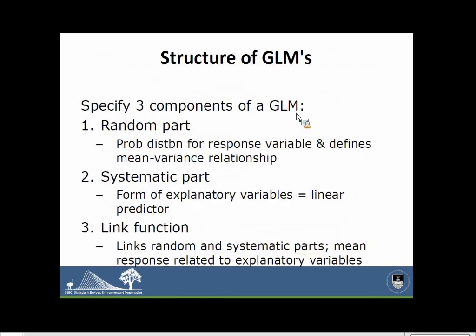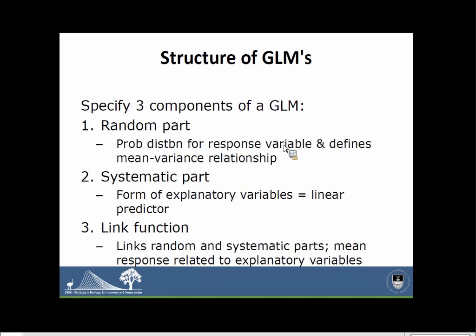Alright, so when you specify your GLM, you have to specify 3 general components. Your random part, which is your probability distribution for your response variable. That defines your mean-variance relationship. Right? Then the systematic part, which is your explanatory variables and the form of those explanatory variables. And then you have a link function that links the random and systematic parts together.